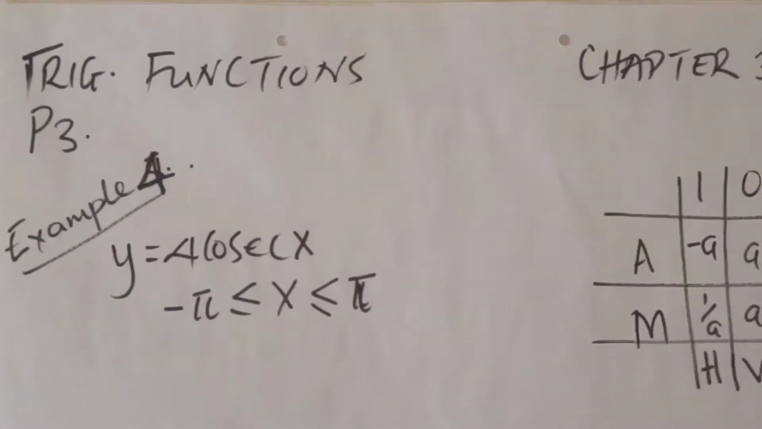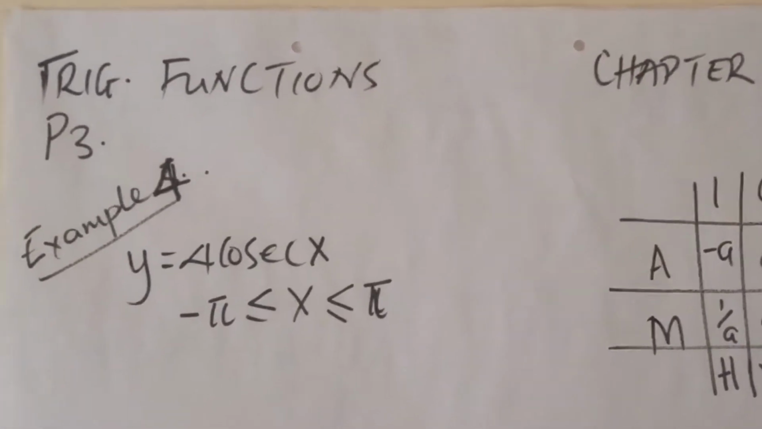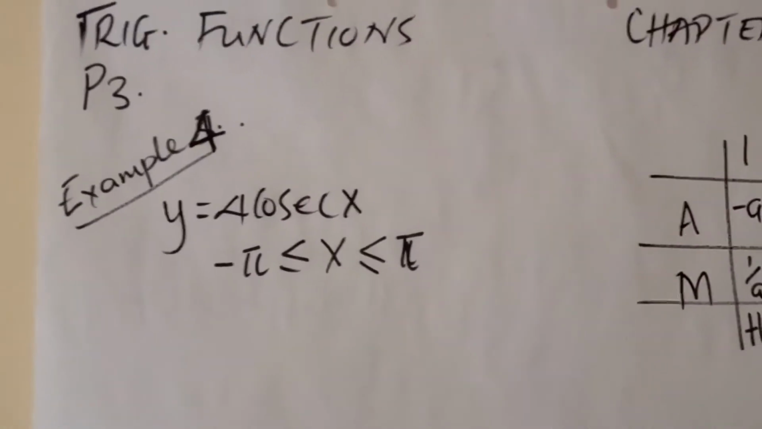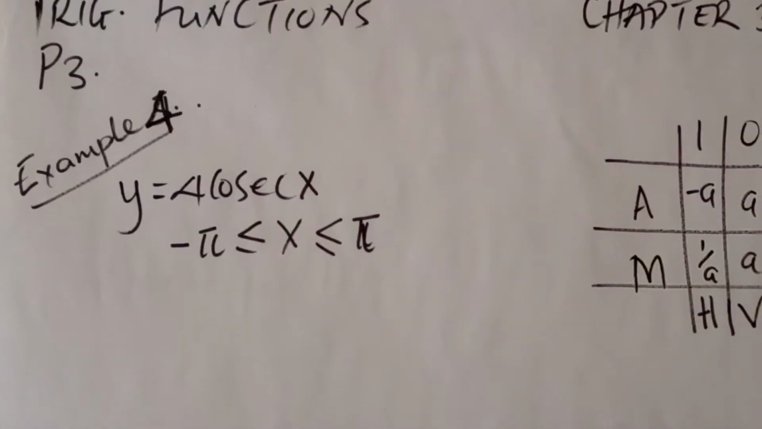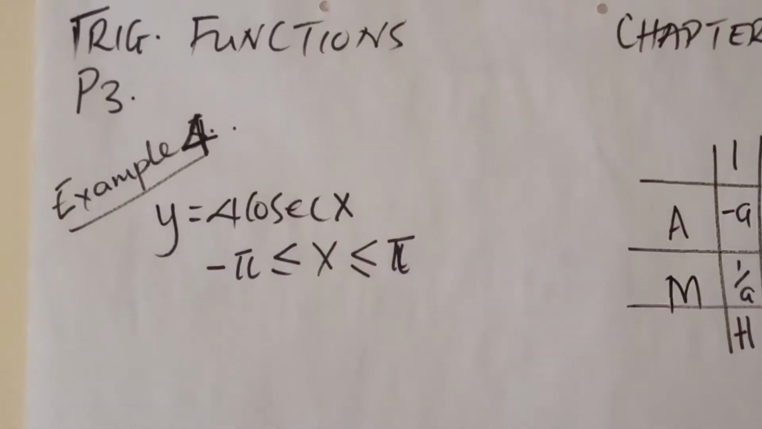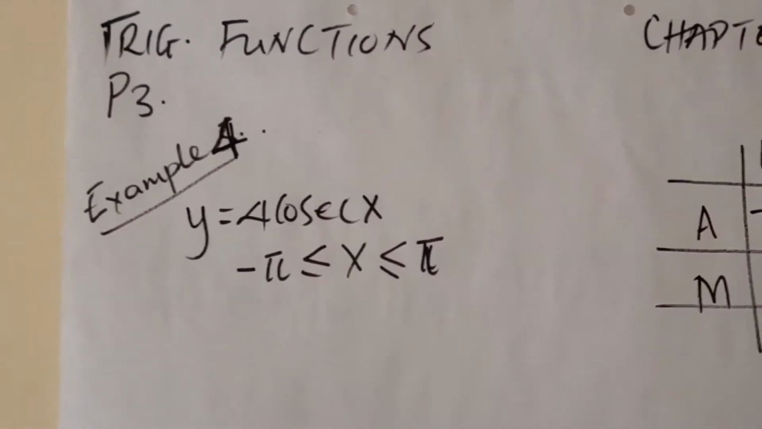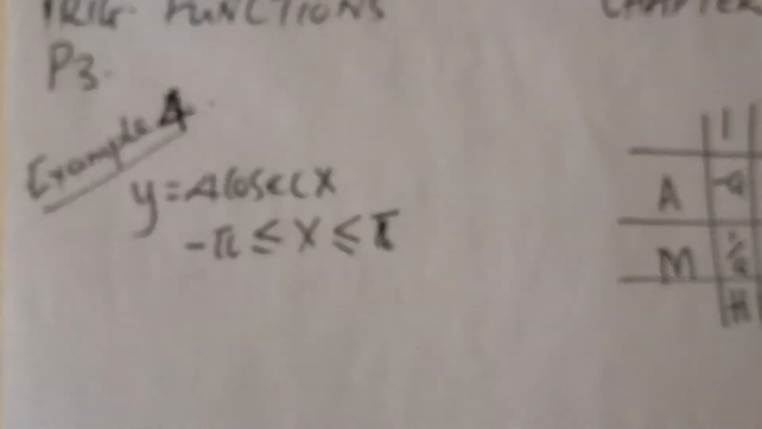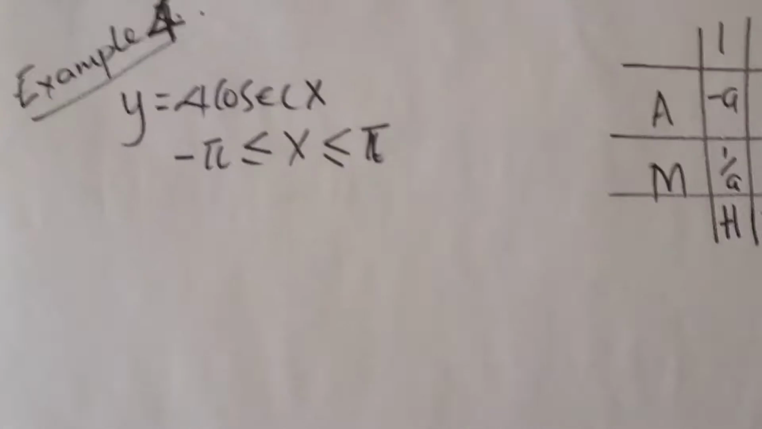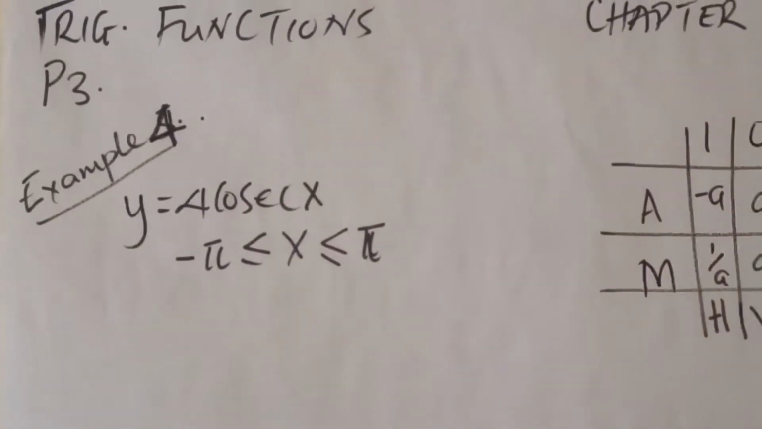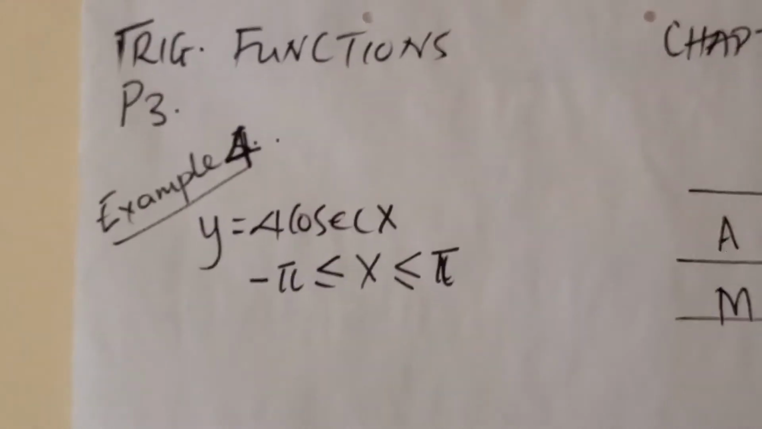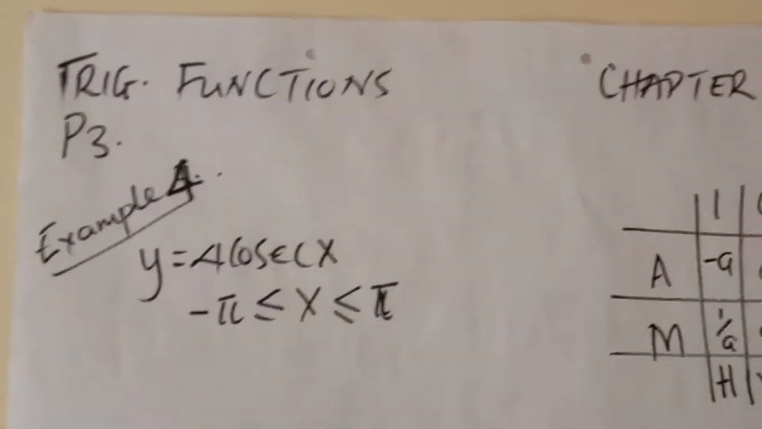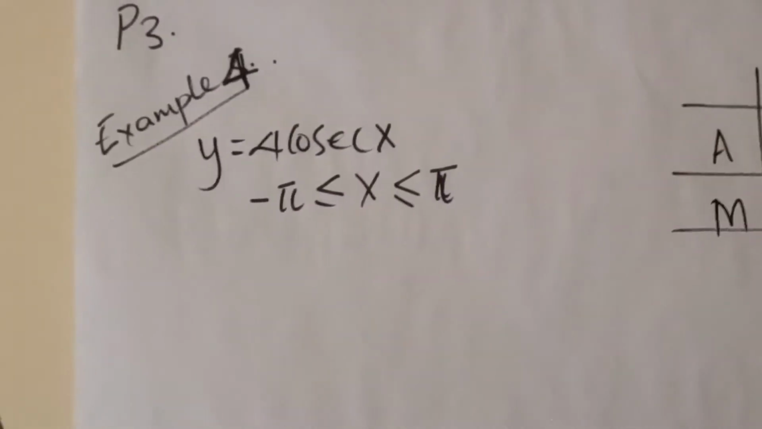In example 4, we are requested to sketch the graph of y is equals to 4 cosec x within these limits, negative pi to pi. And then part B, on the same set of axes, sketch the graph of y is equals to x. And then part C, state the number of solutions to the equation 4 cosec x minus x is equals to 0 within the two limits.